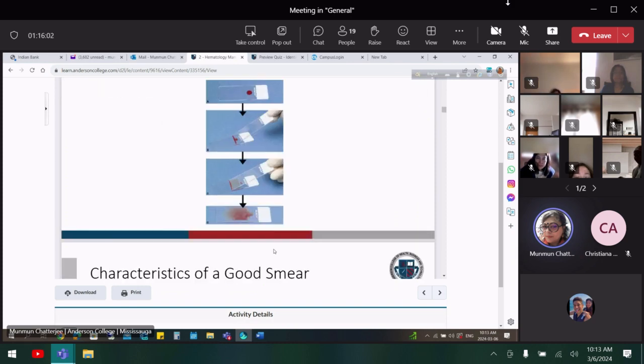And then you are going to try to push this one. When you are doing this, it's better to hold the slide by the left hand or non-dominant hand. See how they are doing it? They are forwarding the blood to make a smear.